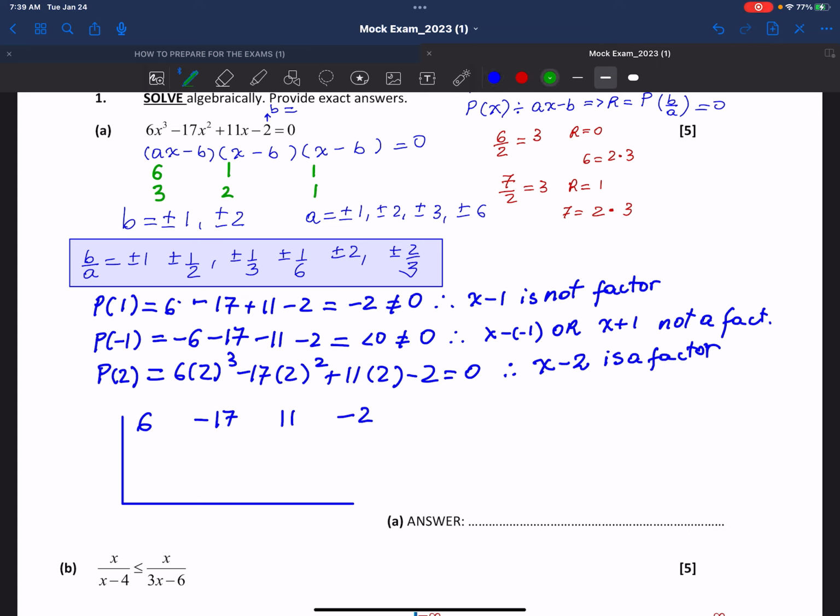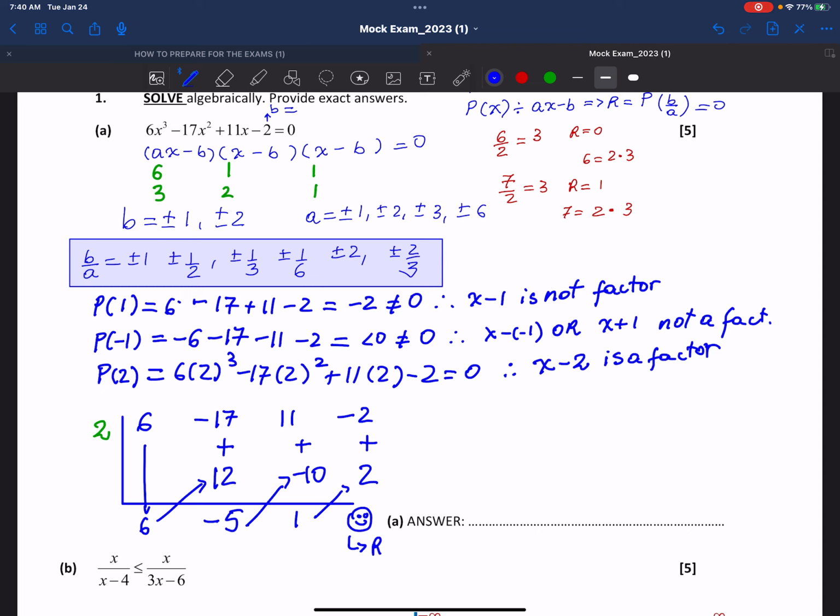Number 2, the magic number 2, will be sitting right next to number 6. We bring 6 down and multiply 6 by 2. We get 12 here. Add: negative 5. 2 times negative 5 is negative 10. Add again. 11 plus negative 10 is 1. And 1 times 2 is positive 2. Add negative 2 to positive 2 and you obtain 0. So that means that the remainder is equal to 0 as promised.